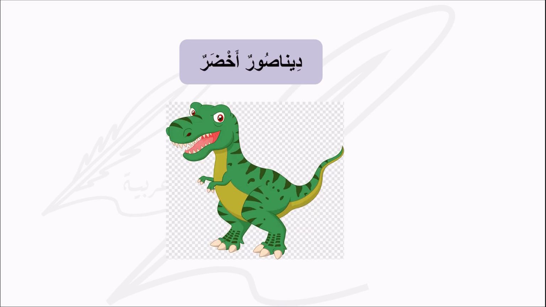Good job. Here we have ديناصور أخضر. So أخضر is what color? Can you guess? Yes, correct. It's green. So green dinosaur. ديناصور أخضر. Good job, everyone.